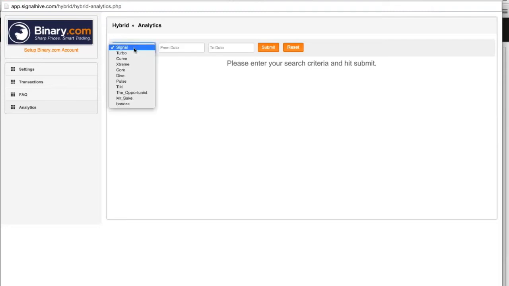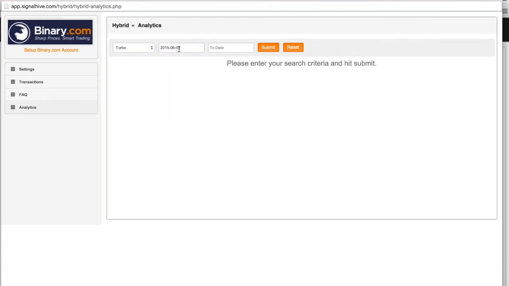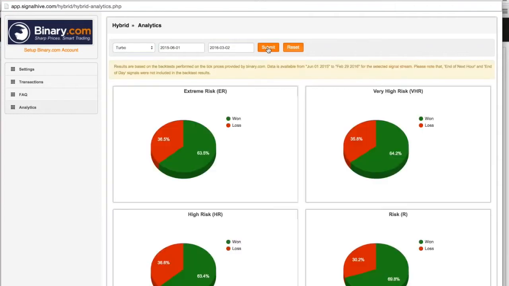And let's go ahead and start with the Turbo, all right? The Turbo launched along with Signal Hive in June of last year. So I've put in June 1st as the inception date, and today we're at March 2nd. Just to remind you, this is not the Turbo manual win rate that you see on Hive. This is the actual real world, fully automatic traded win rate on binary.com, real money and virtual money accounts over the last year since Hive launched, okay?